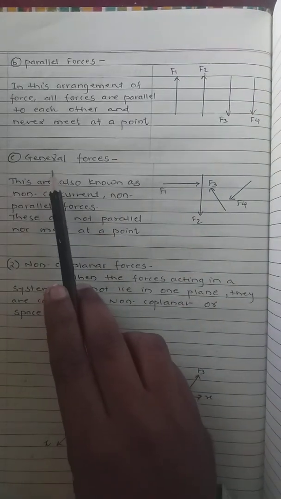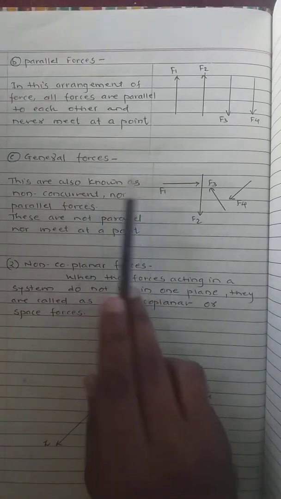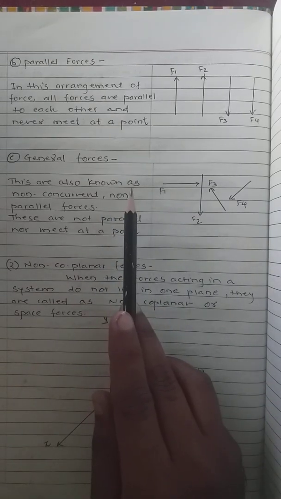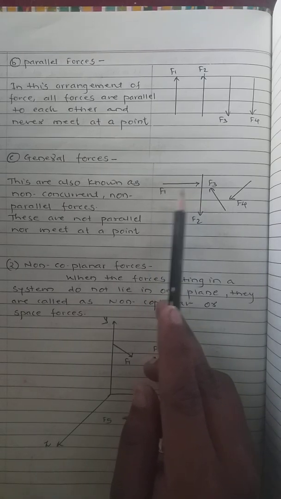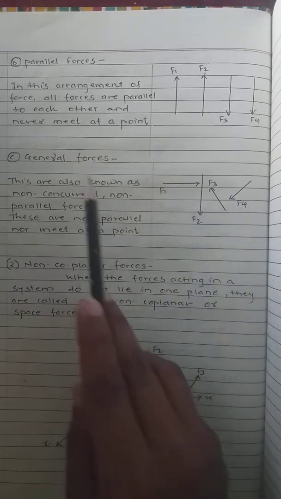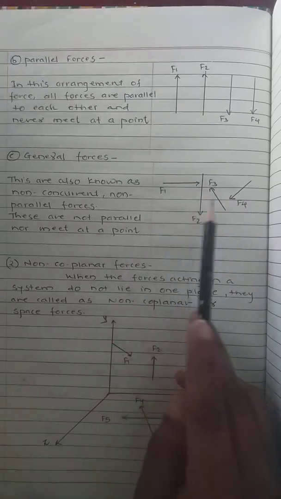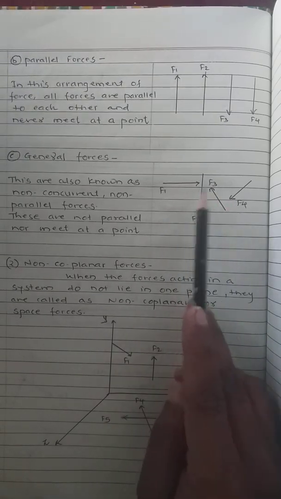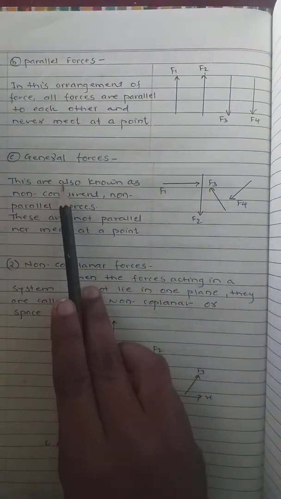Okay. Third one is the generalized force system or general forces. In a general force system, these forces are non-concurrent and non-parallel. Means they are not exactly parallel to each other and never meet at one particular point. Their arrangement is a generalized arrangement. That's why these forces are called general forces. Now here you can see F1, F2, F3, F4. These four forces are not exactly parallel to each other and they never meet at one particular point. So these are a non-parallel, non-concurrent force system, also called a generalized force system.